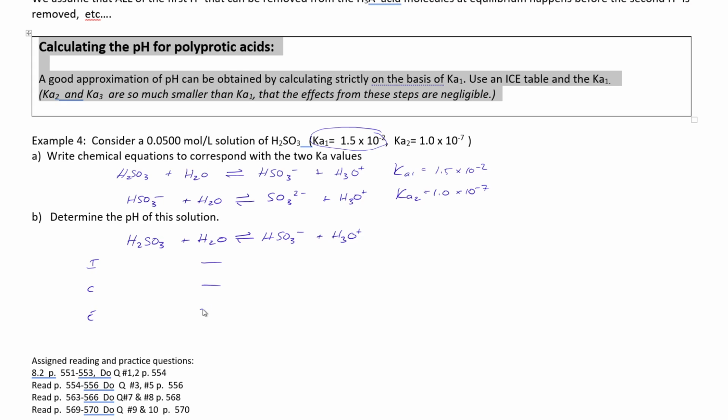Okay. This right here is 0.05. That's 0 and that's 0. This is minus x. This is plus x, plus x. This is 0.05 minus x. And this is x and x. Okay. I'll set up my Ka expression. So Ka, and I'm just going to use Ka1, is equal to HSO3 minus H3O plus all over H2SO3, and this is at equilibrium.